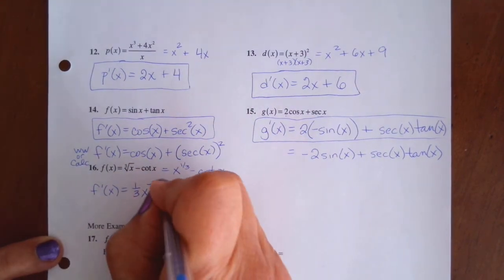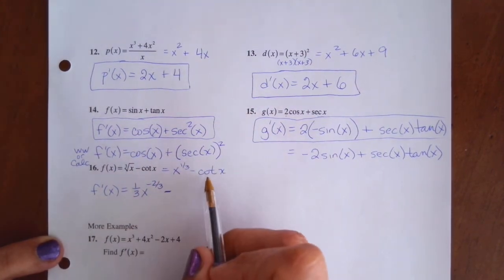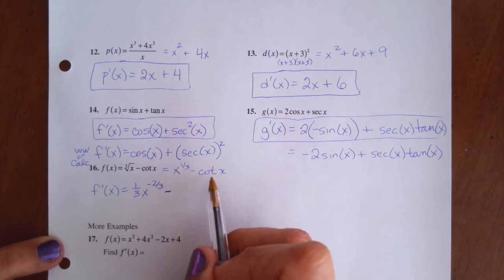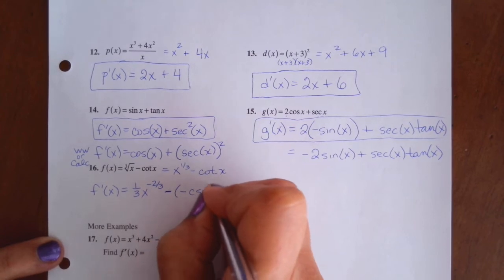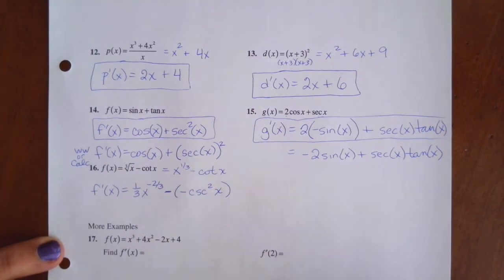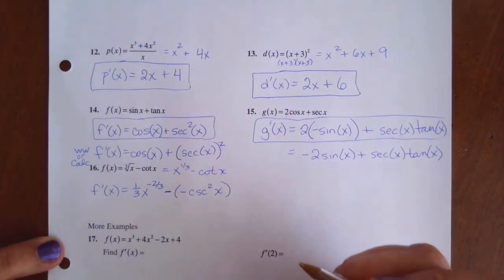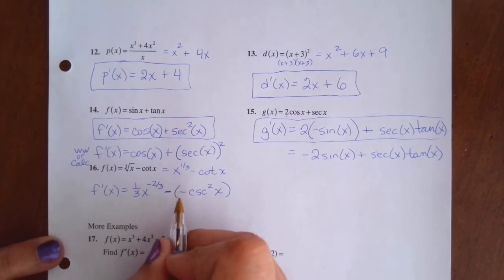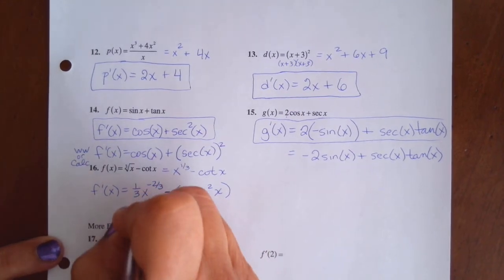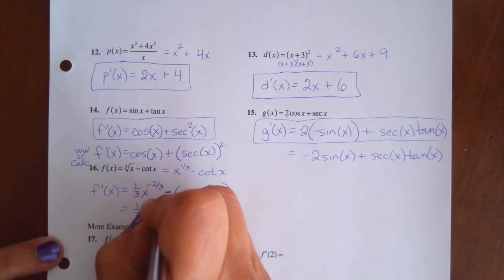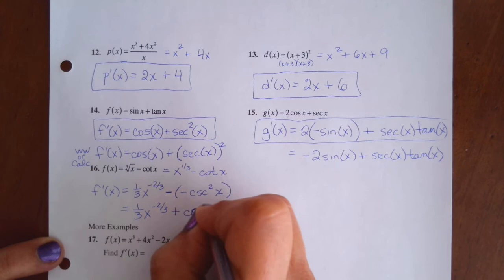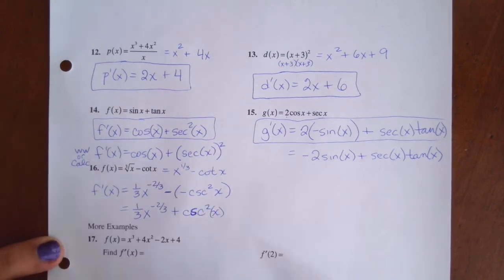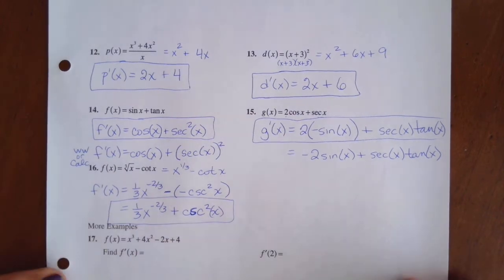Minus, now I'm going to do this the way this problem says. So minus, and now I'm going to find the derivative of cotangent. Well, the derivative of cotangent is negative cosecant squared. So you can leave it like that, or you can change that to plus. It doesn't matter. As long as you can tell which one is which and that they're both the same, that is fine. Either one of those would be fine. There's your derivative.